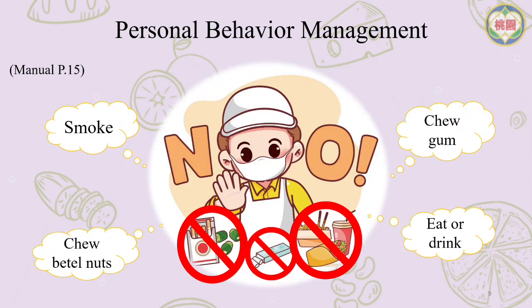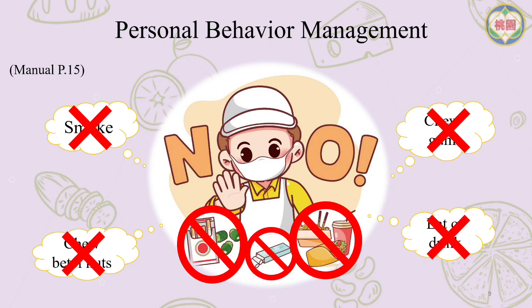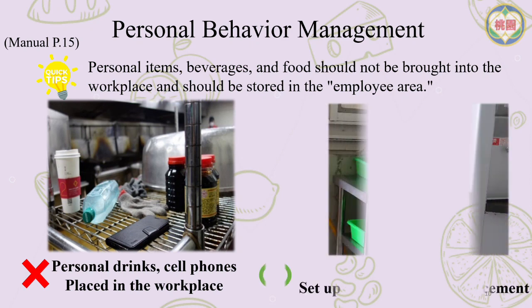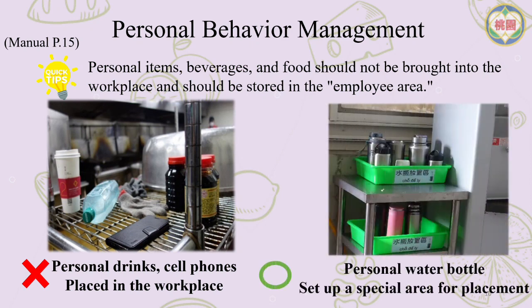In personal behavior management, food practitioners should not smoke, chew betel nuts or gum, eat or drink, or do other behaviors that may contaminate food when working. A common mistake is that personal drinks and cell phones are placed in the workplace. It should be noted that personal items, drinks, or food are not allowed to appear in the workplace, and a special area for placement should be set up.